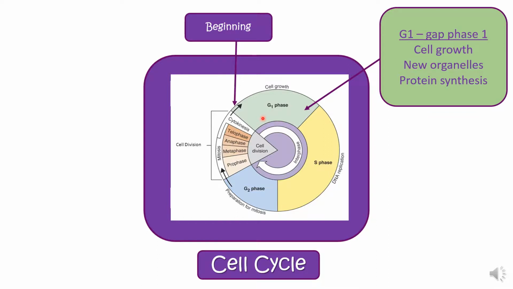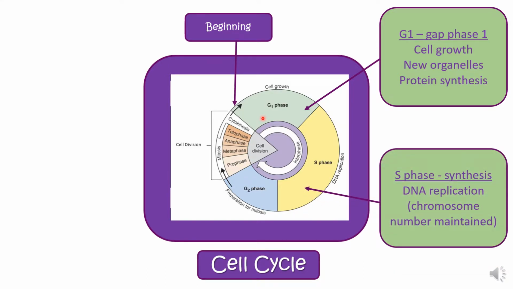We then move on to the second phase, which is the S phase. Now the S in the S phase stands for synthesis, and we're synthesizing DNA. So DNA replication occurs at this point. However, it's worth noting that the chromosome number is maintained. So human body cells will always have 46 chromosomes. When you come to study meiosis, or maybe previously at GCSE, you'll find out that the chromosome number halves during meiosis. The chromosome number during mitosis is maintained. So 46 chromosomes at the beginning, 46 chromosomes in a cell at the end.